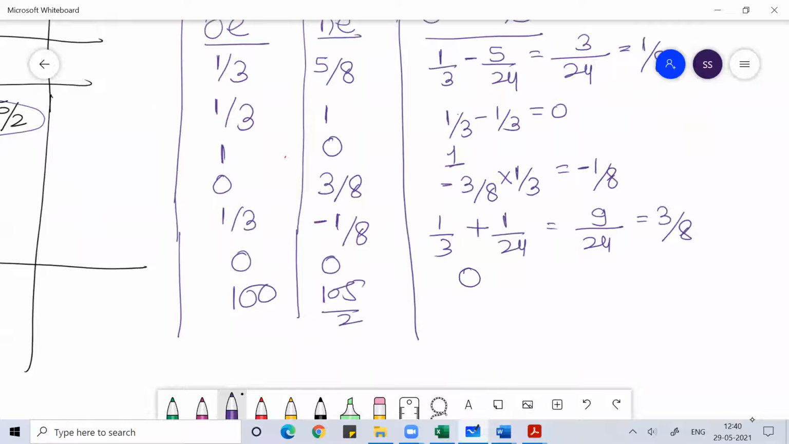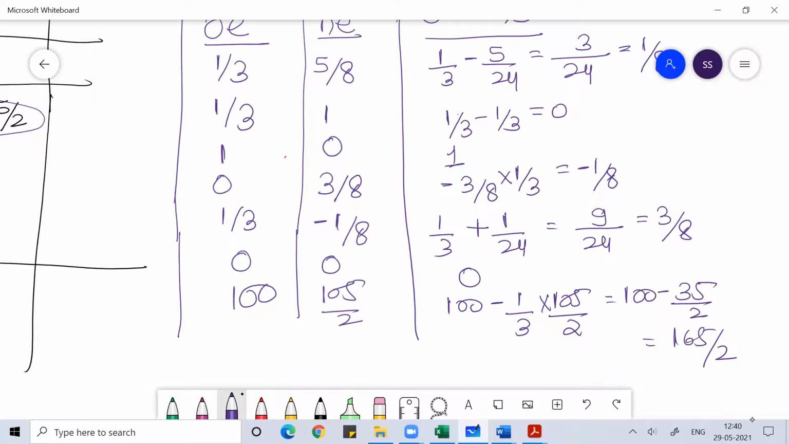Then this is 0. Then this is 100 minus 1 by 3 into 105 by 2. 105 by 2, right? 1 by 3 is constant. So 100 minus 35 by 2. This is 200 minus 35. 200, 165 by 2.